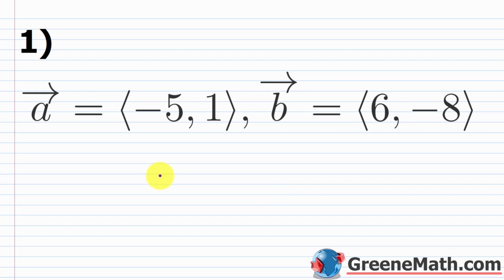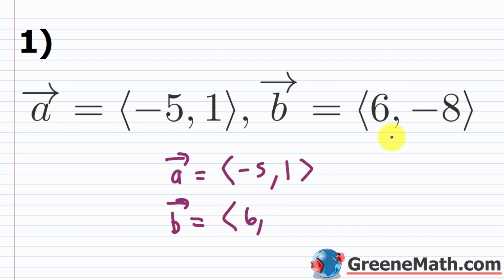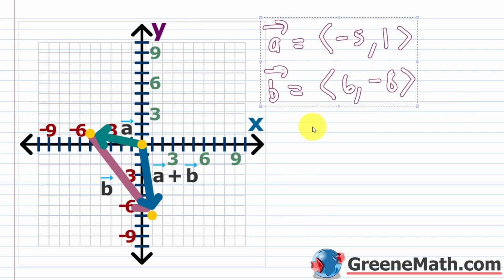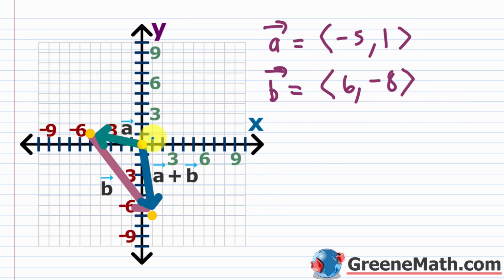So for problem 1, we're given this vector A, and it's in component form. So the horizontal component is -5, and the vertical component is 1. Let me make that bracket a little bit better there. Now, the vector B is also in component form. We have a horizontal component of 6 and a vertical component of -8. So what I'm going to do is come to a coordinate plane. And before I show you this stuff right here, let's just do this algebraically.